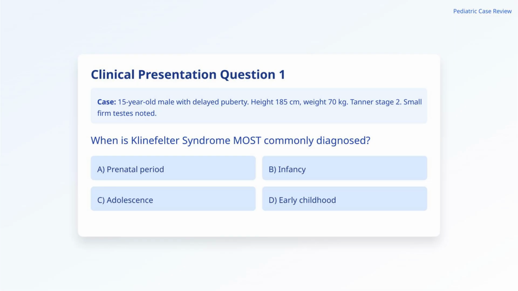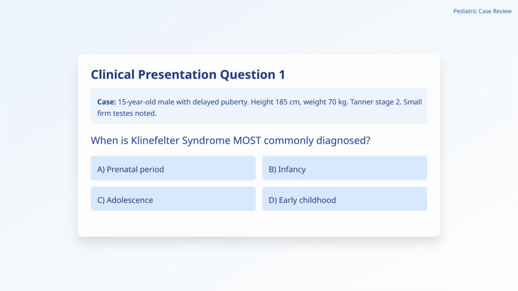Case scenario: a 15-year-old male is brought by parents for delayed puberty evaluation. His height is 185 centimeters. Weight is 70 kilograms. Physical examination shows Tanner stage 2 for puberty development with small firm testes noted on examination. Question: when is Klinefelter syndrome most commonly diagnosed?